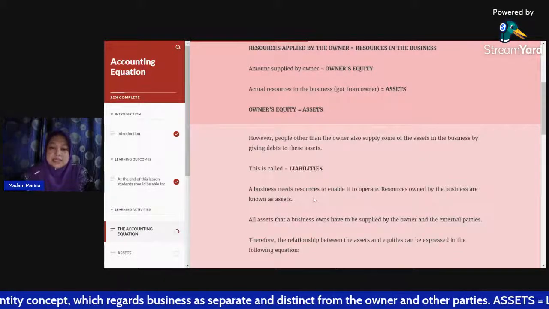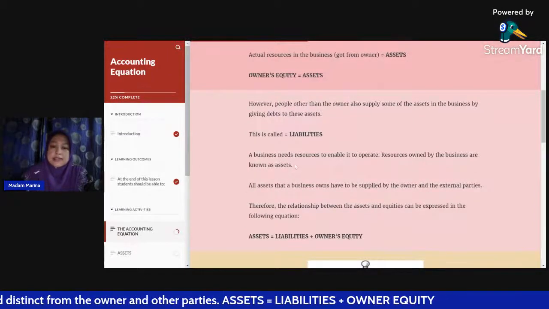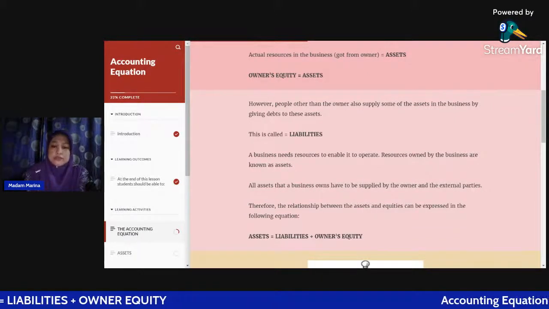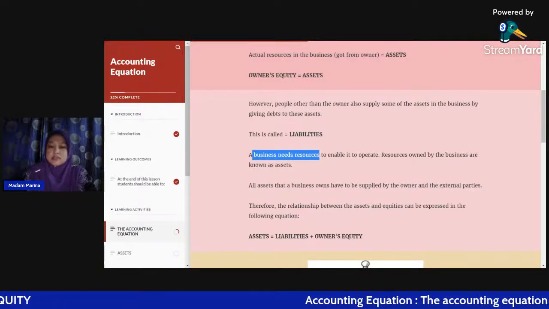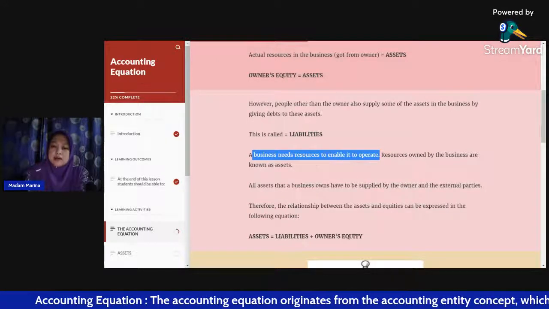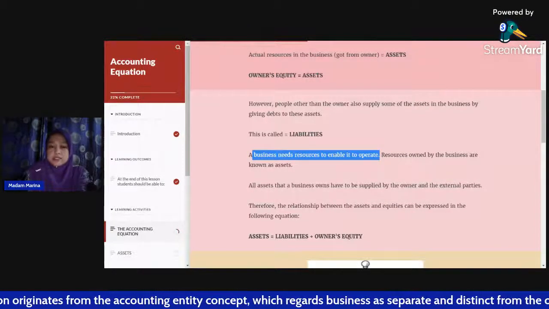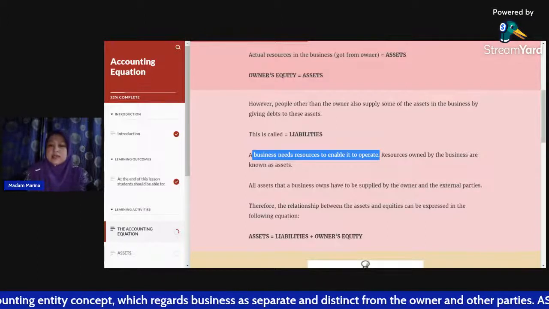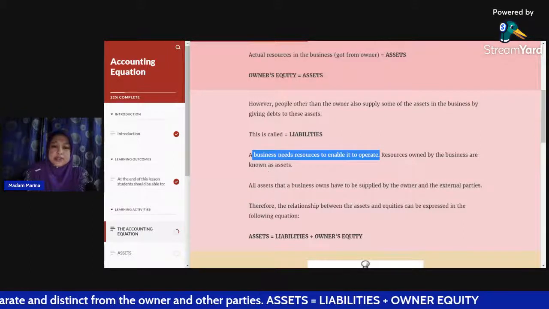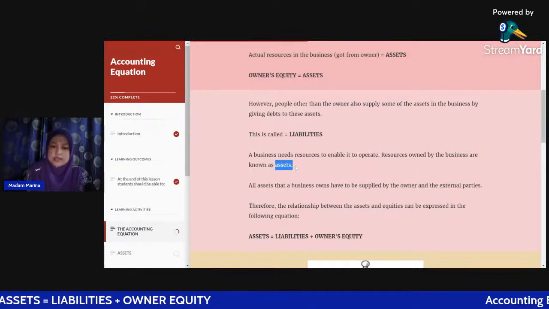A business needs resources to enable it to operate. Resources owned by the business are known as assets. When we want to start a business, we need resources to enable it to operate. For example, what types of resources? Cash, buildings or premises, fixtures and fittings, motor vehicles. Those are all the resources that enable a business to operate. All the resources owned by the business are known as assets.